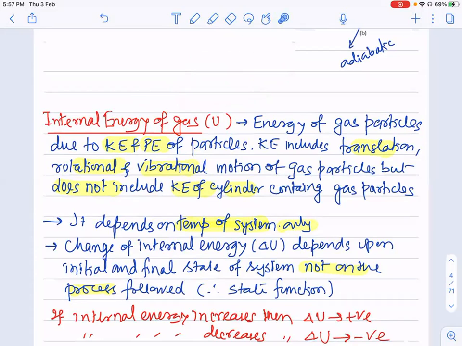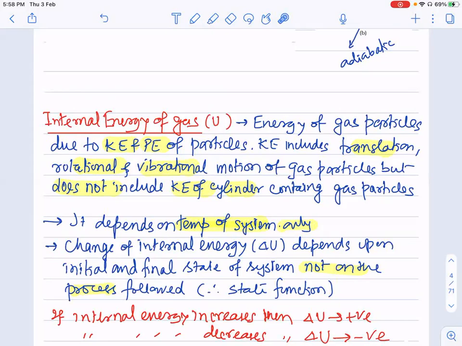Okay, so it depends upon the temperature of the system only. It depends only on temperature. Of course, the number of gas particles will also be there. Whatever gas particles there are, if you lower the temperature, internal energy will drop. If you increase the temperature, internal energy will increase. So it is temperature dependent, not process dependent. How you change the temperature, that is immaterial.